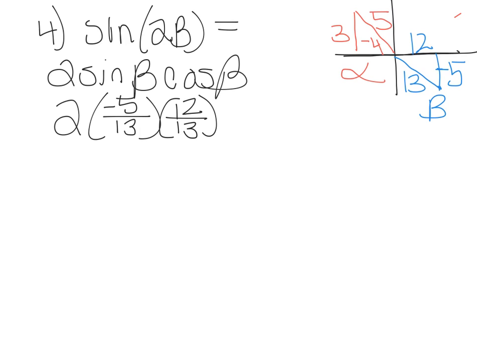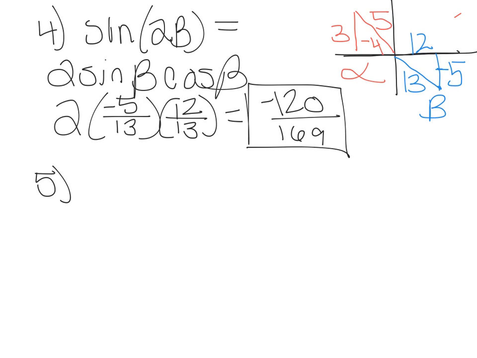Literally all you're going to do is type that in your calculator the exact way it appears on the paper. So you're going to type 2, parentheses, make a fraction, -5/13, and then another set of parentheses and another fraction, 12/13, and press enter. You should get that the answer to number 4 is -120/169. That is your answer to number 4.